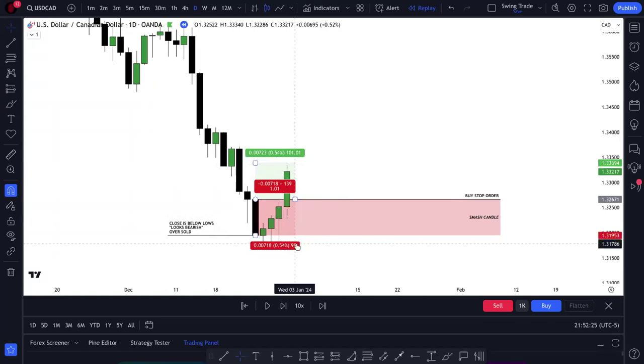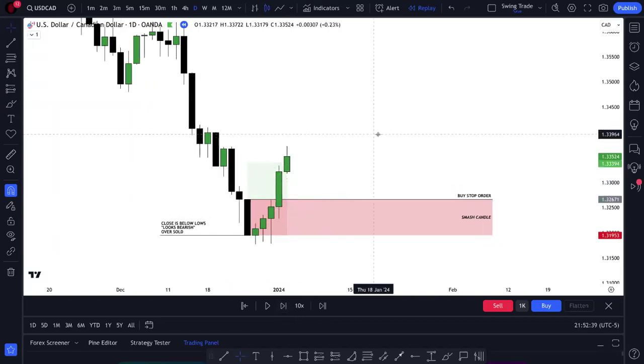It smashes out all the sellers. That's the only reason why I think Larry Williams calls it a smash candle. Because why else would you call it a smash candle? It smashes out all the sellers and their buy stops. Next day, TP done. 1-to-1.